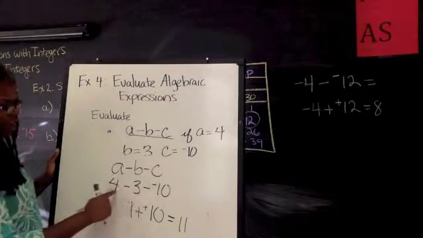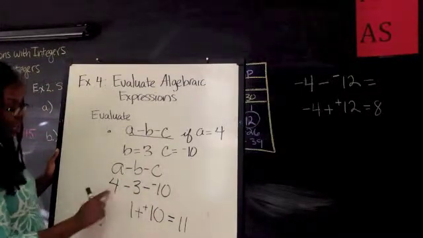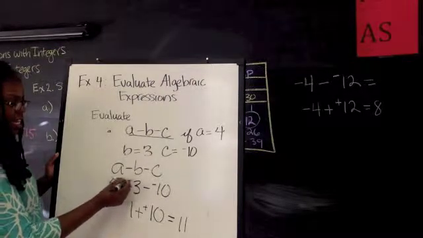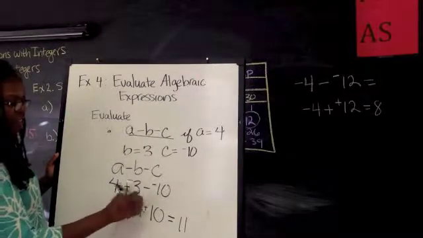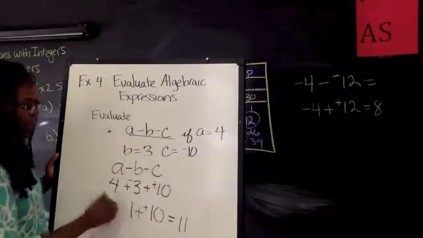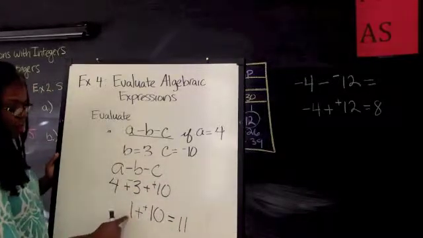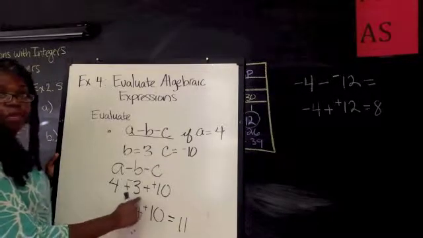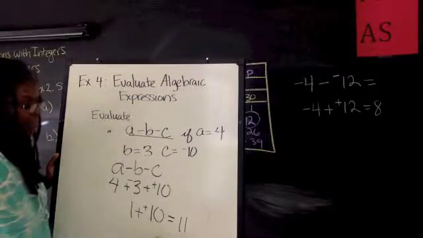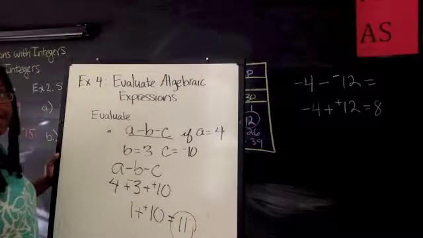You may have looked at this and thought, could you have done keep, change, change here? And you could. Look at this 4. You could have said 4 plus a negative 3, and this negative 3 plus a positive 10, and you could have done the problem that way as well. Again, 4 plus a negative 3 would give me a positive 1, and then 1 plus that positive 10 gives me 11. So in each case, we get 11.